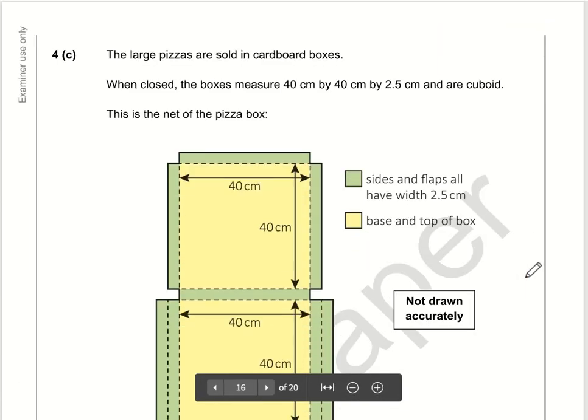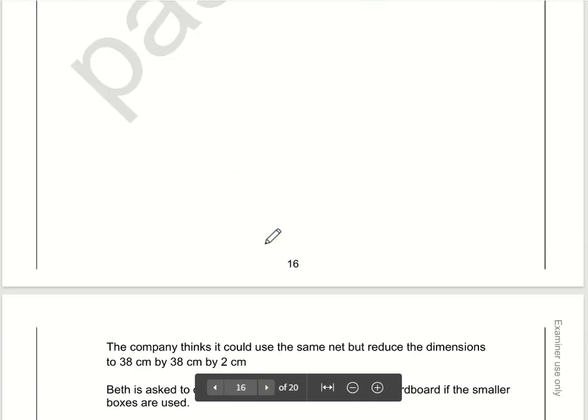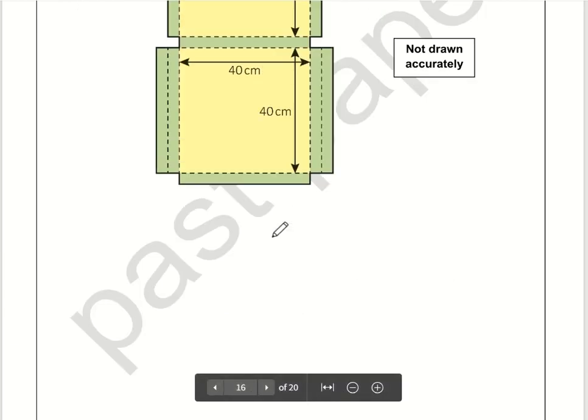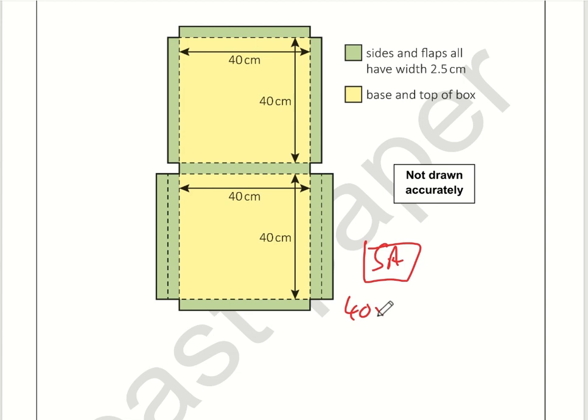Okay, part C. So we've got the pizza box here, and it's made up of 2 squares, 40 by 40, and lots of green rectangles. They're the sides and the flaps, and they are reducing the dimension to 38 by 2. So what I'm going to work out here is the surface area of the box as it stands. So we've got a 40 by 40 square and another 40 by 40 square. So that's 40 times 40 times 2, that's 3,200.